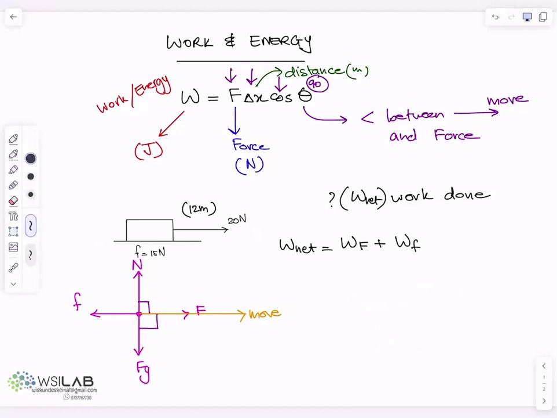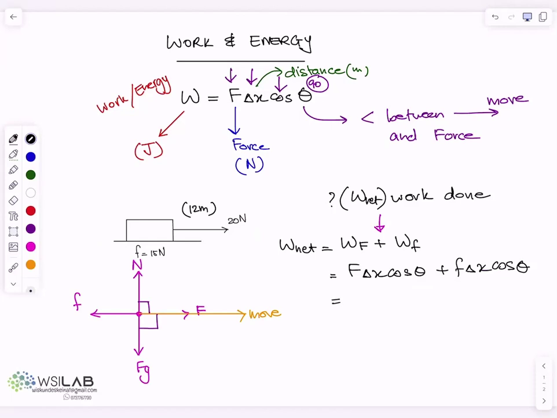So the net work done is just the work done by the force applied plus the work done by friction. And look at the following, very important. We're not putting a sign in there like a negative or something. We're just keeping it plus. I'll show you now why. Okay, so now we have the applied force times the distance the force is applied, cos theta, plus the frictional force times the distance the frictional force is applied, cos theta.